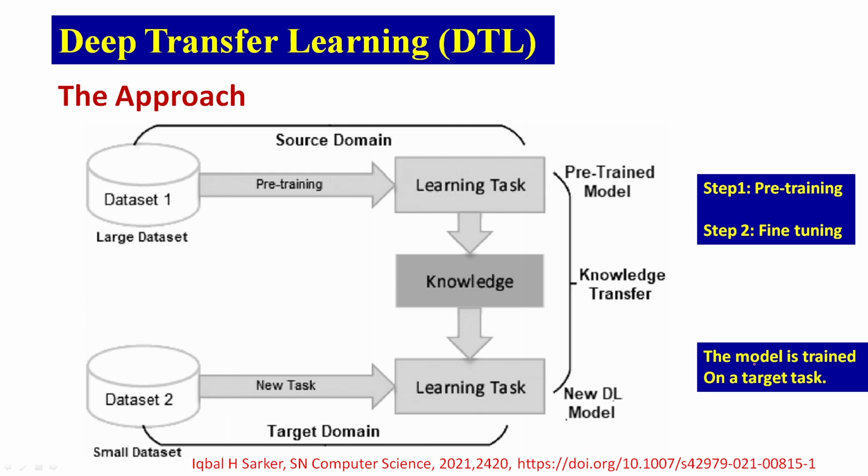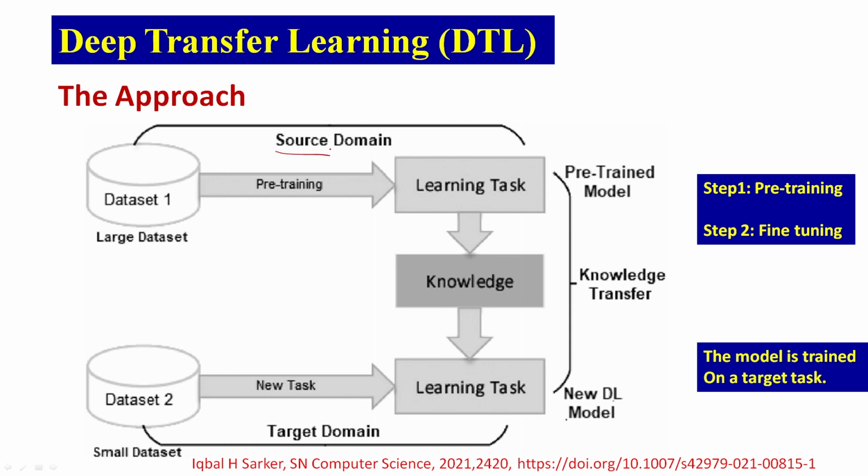Well, there are two steps here. One is called pre-training, the other is called fine tuning. So, therefore, we have two data sets, one is the large data set, one is the small data set. The small data set will be used to do the real job which you want, and the large data set will be used for pre-training. That is in some other domain, which we call a source domain.